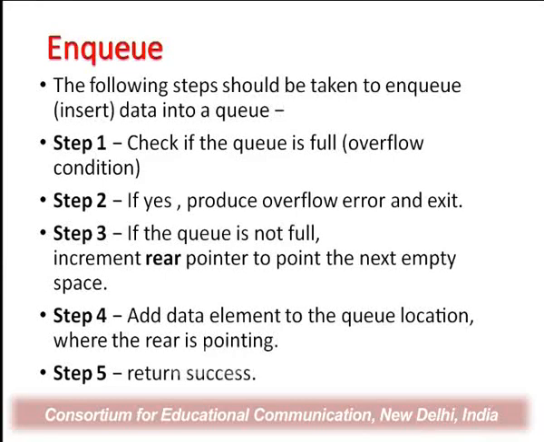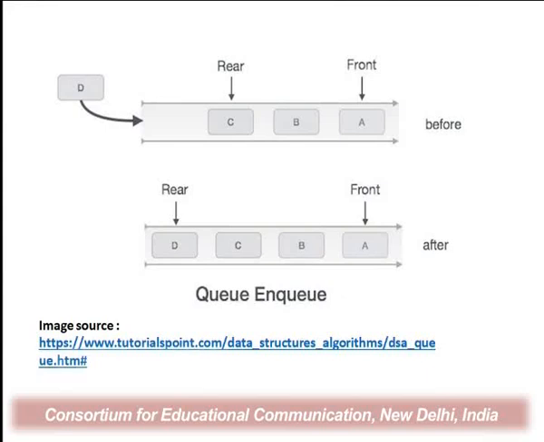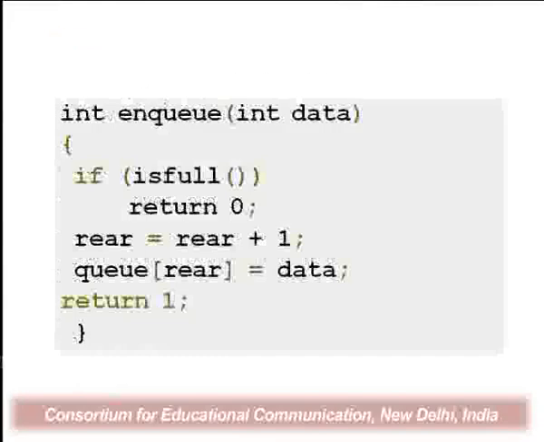And then we need to add the data element to the Q location where rear is pointing, as shown in this figure, that rear was first pointing towards C and then incremented to point to the next available location after checking whether room is available or not, and then an element D is inserted and rear is obviously updated here.